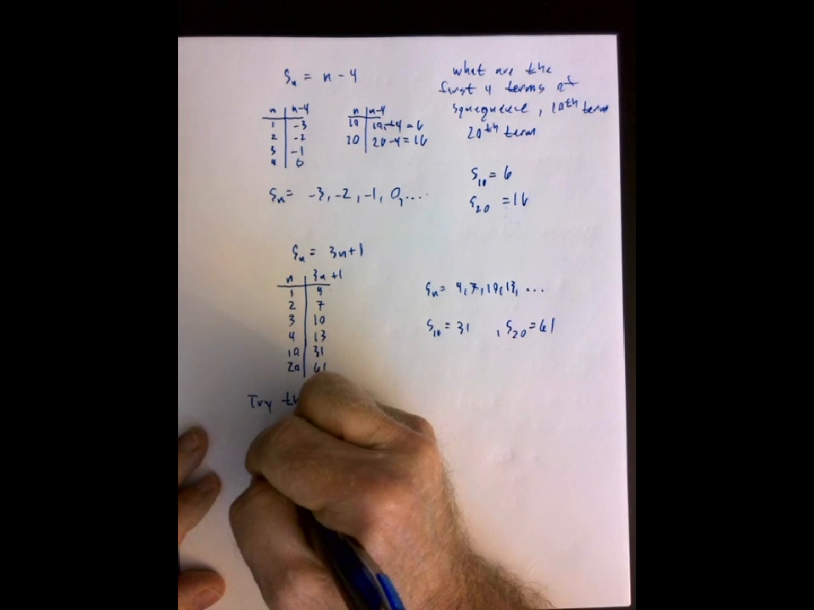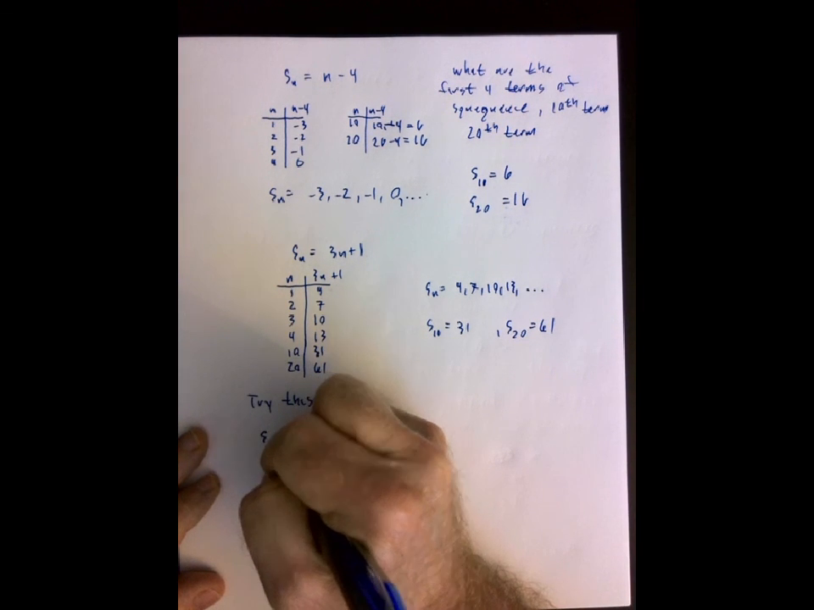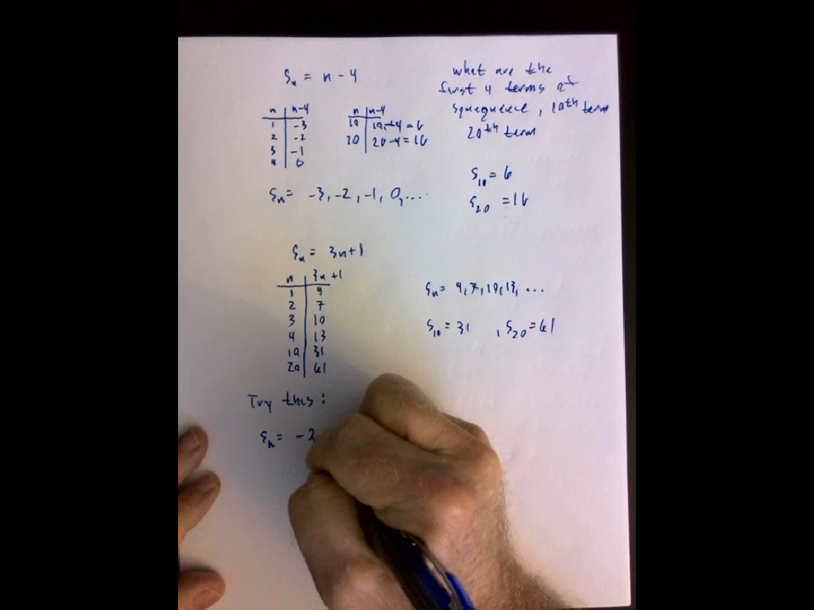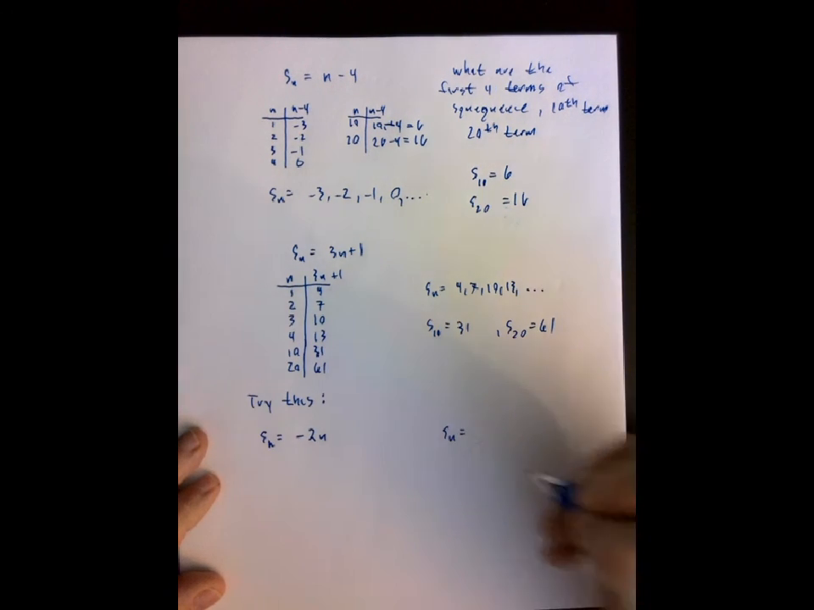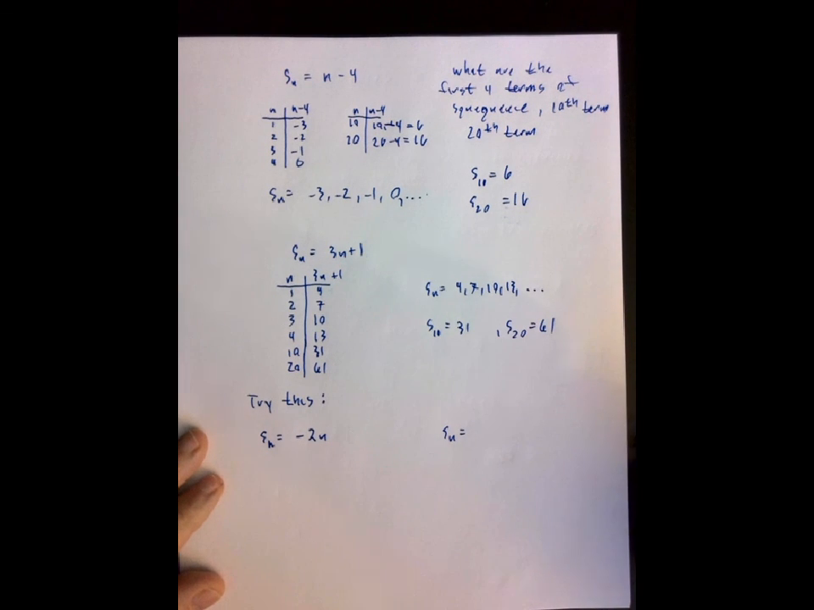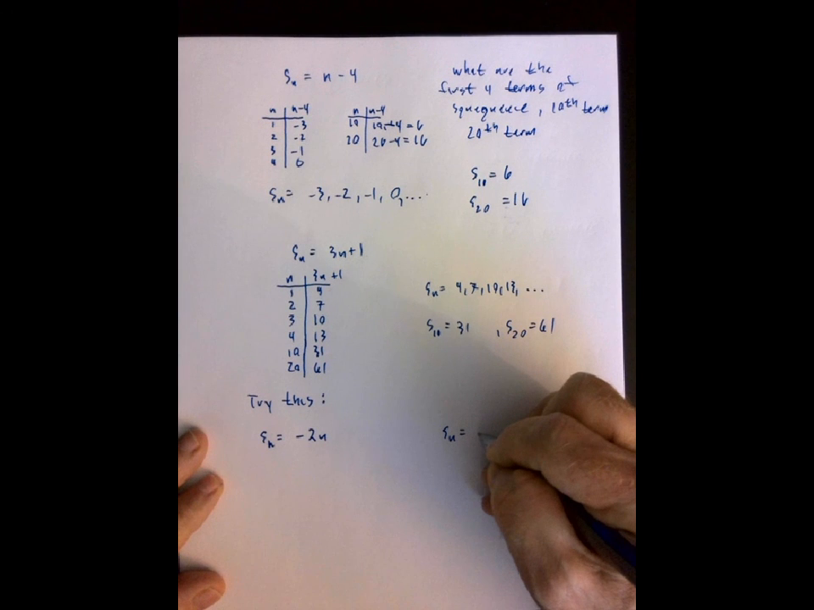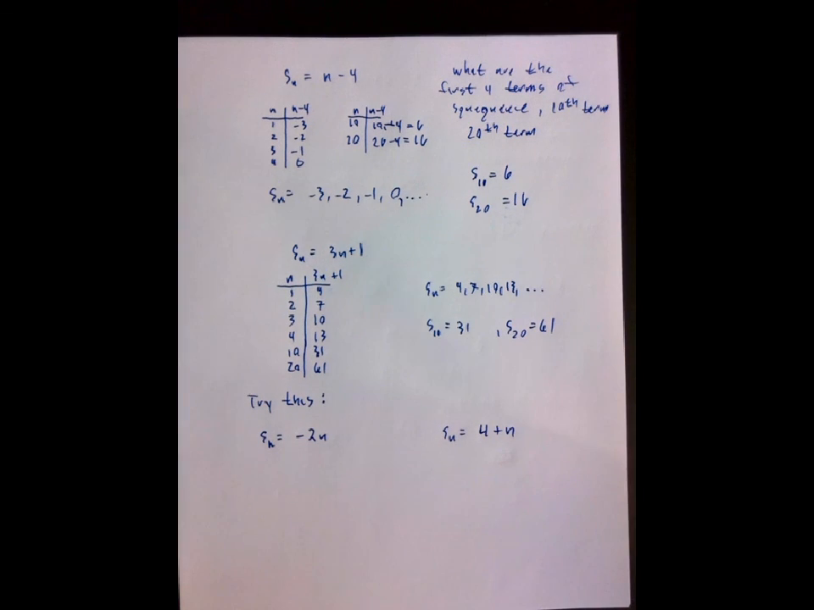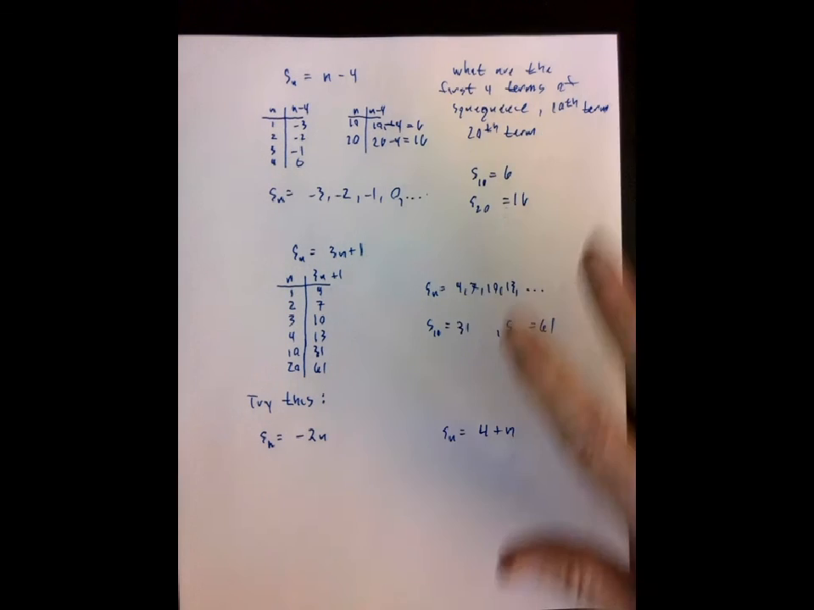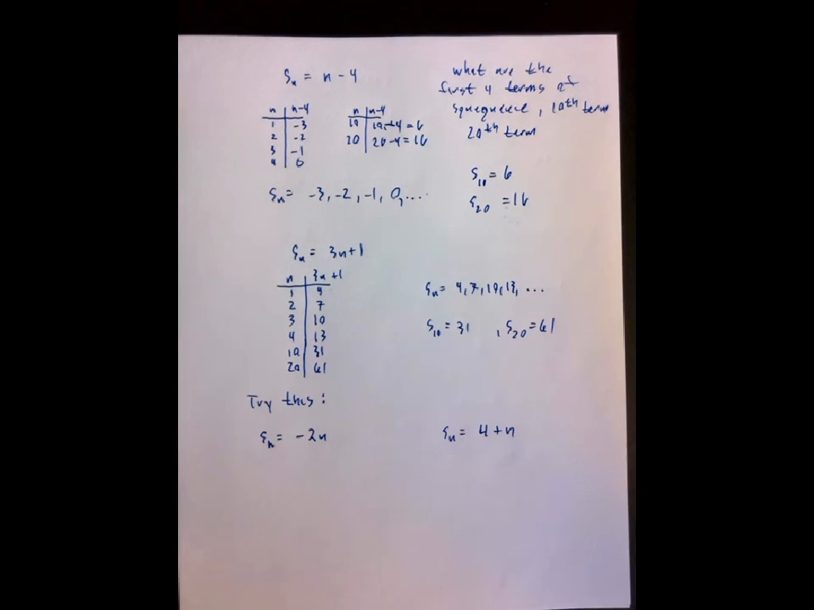So what if S sub n is equal to negative 2n? And what if S sub n is equal to 4 plus n, let's say. So generate the first 4 terms and then the 10th and the 20th term, put the video on pause, then come back and see if our answers are the same.